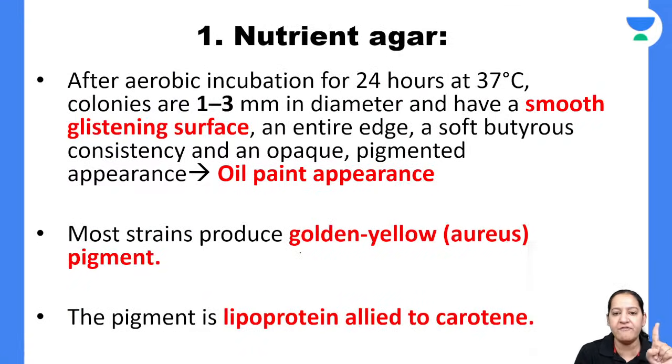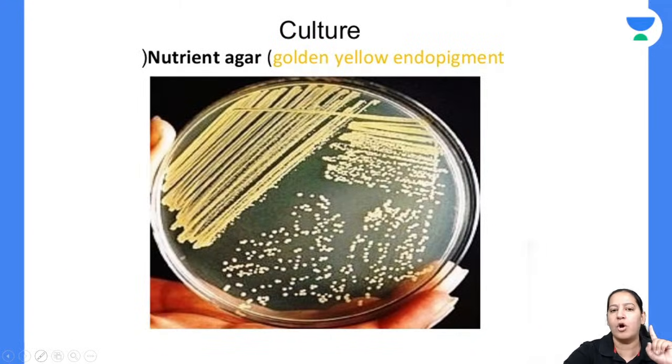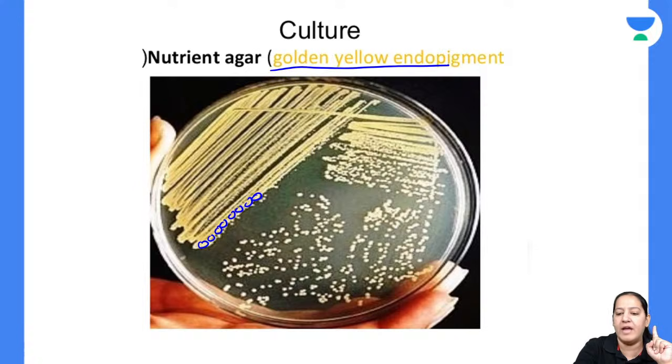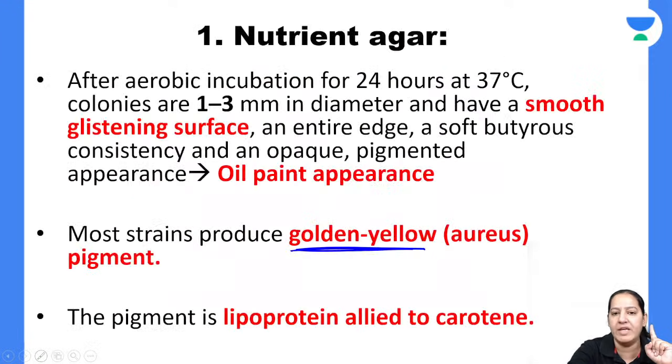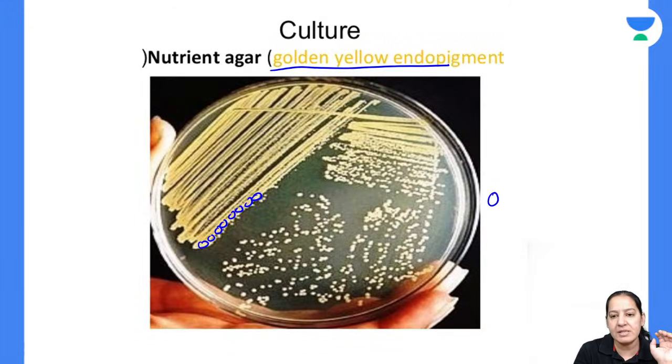On nutrient agar, they form golden yellow colonies because they have a pigment inside them. The color of the pigment is golden yellow. That's why the color of the colony. Can you see the beautiful nutrient agar? You have to appreciate the golden yellow colonies. The pigment here on the nutrient agar is golden yellow, which is producing golden yellow colonies. These golden yellow colonies give an oil paint appearance. Can you see? It is looking like an oil paint. This is known as oil paint appearance.